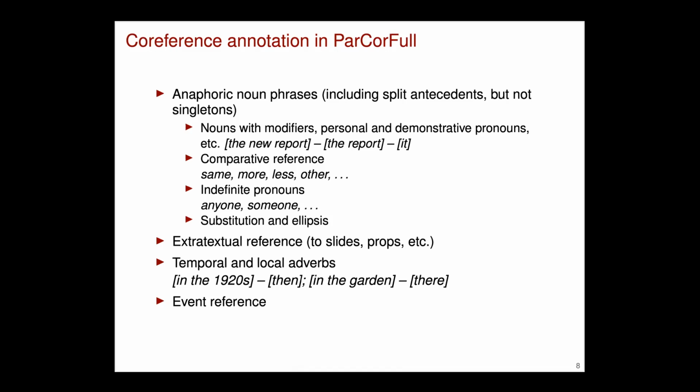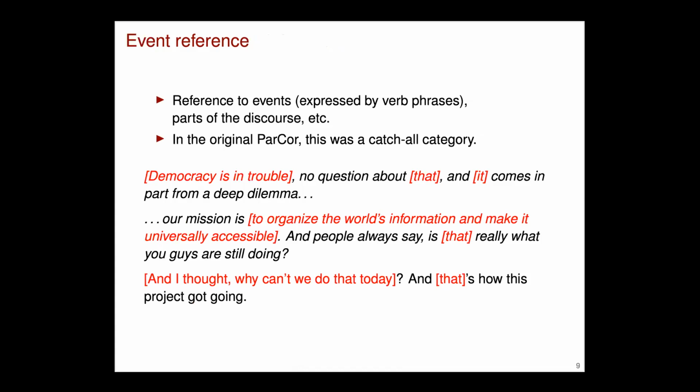It does include extra-textual reference. It includes substitution and ellipsis. It includes temporal and local adverbs, so in the 1920s, then, which is not technically a pronoun, but has a similar function here. It also includes something that we call event reference. This is a fairly broad category of things that are mostly expressed by verb phrases, but in our corpus it's very broadly defined, because in the original ParCor corpus, this was a catch-all category, because we were mostly interested in nominal coreference. We had a category for everything that was not nominal. And since then, we've become more interested in actually coding this more finely. So now the category includes verb phrases, clauses, parts of the discourse, and so on.